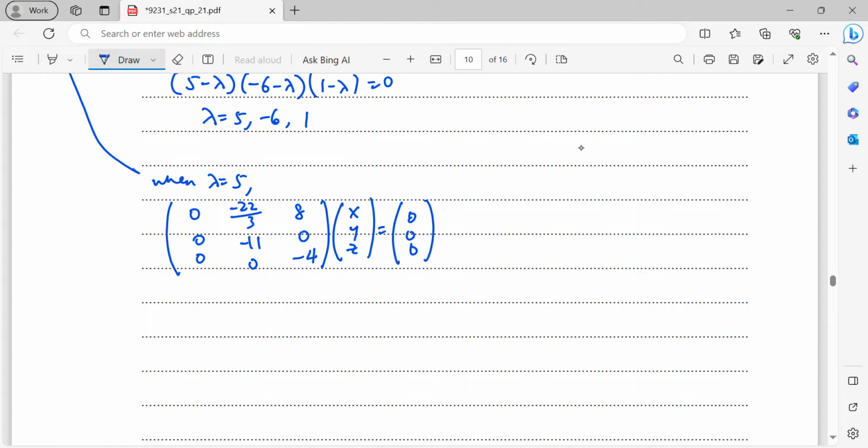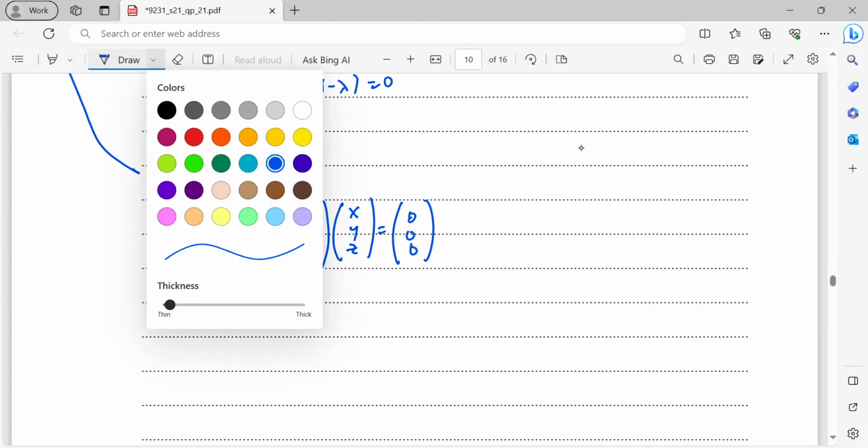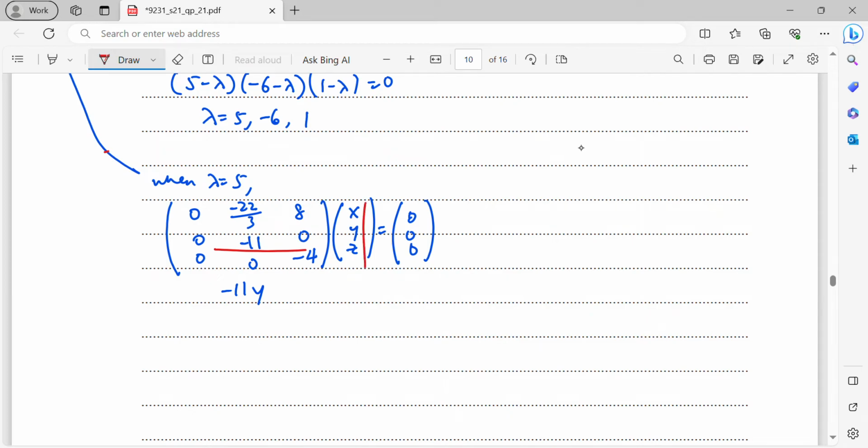So from here, when I refer to the second equation, minus 11y, when you do expansion, this multiplied with this, you will only get y equals 0. That means y is 0. And refer to the last row, I will get minus 4z is 0. Therefore, z is 0. Then you will never get the x because the coefficient for x is always 0. So it means your x can be any value. So I let it be t.